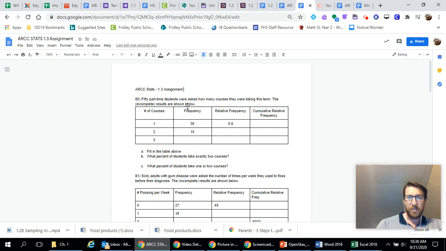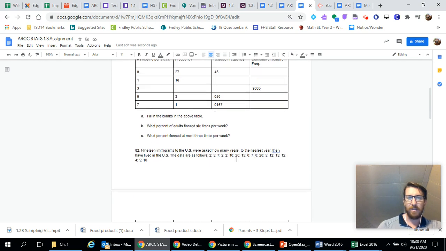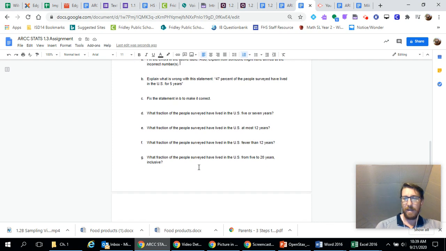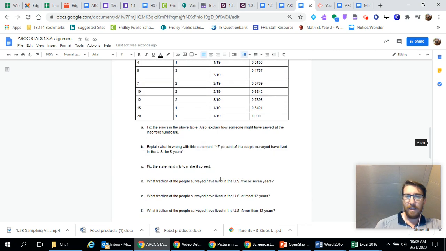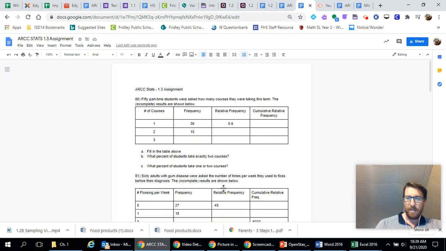So we have 50 part-time students. Here are the frequencies. So 30, 15, you need to figure out what would go in there. Then calculate your relative frequencies, calculate your cumulatives, and then answer those questions. So this table is partially filled in also. Then this table has some errors in the table. So you'll need to go back in and fix those errors and then answer those questions using that data. And that's that assignment. Pretty straightforward. All right. That's it for now.